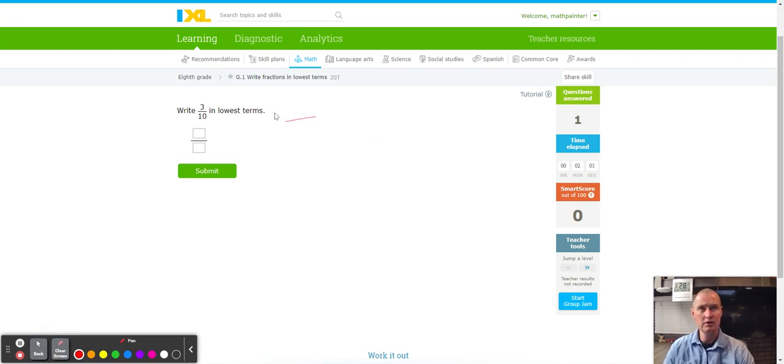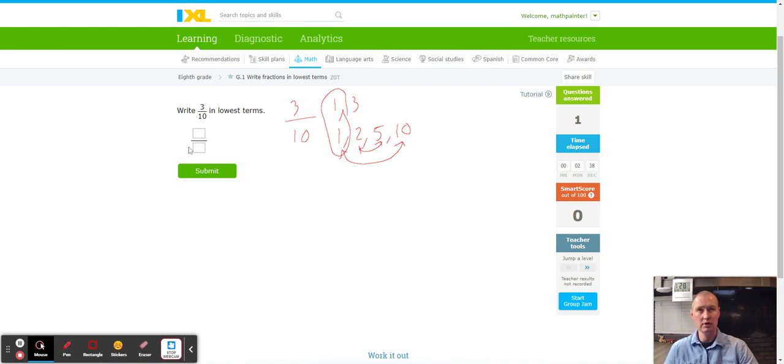When we look at 3 over 10, we have 1 and 3 that only go into 3, so basically 1 times 3 is the only thing that works. Now for 10, we have 1, 2, 5, and 10 that all go into 10. For example, 1 times 10 is 10, and 2 times 5 is also 10. But because 1 is the only common value here, there is no way to simplify 3 over 10. So I'm going to put 3 over 10 and leave it alone.